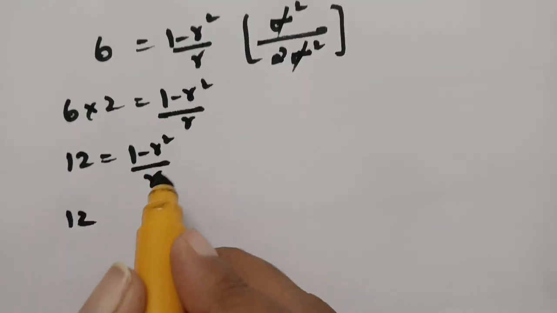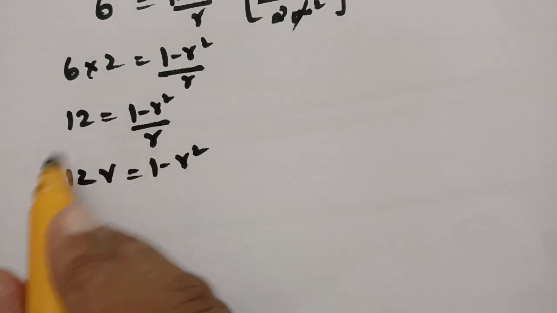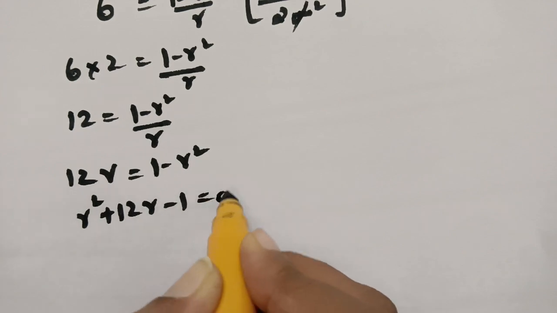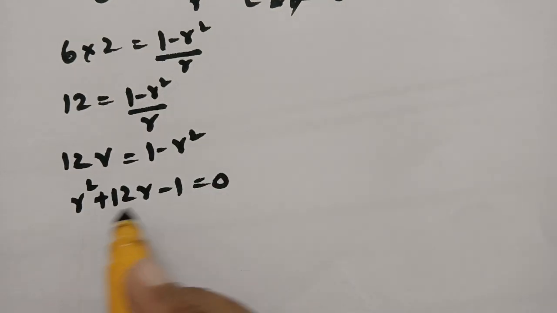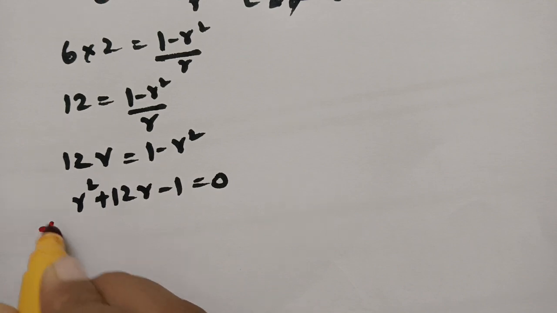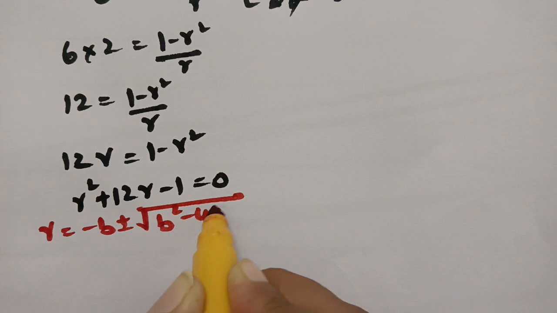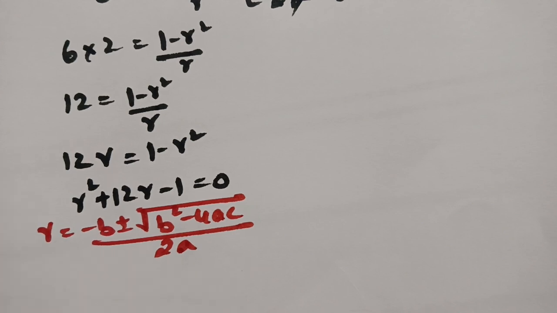So if I send to the other side, this will be 12r, that is 1 minus r square. So if I send it to the other side, this will be r square plus 12r minus 1 is equal to 0. Now we don't have roots here, so we are going to use the formula, that is r is equal to minus b plus or minus root b square minus 4ac over 2a. So in this formula, if I substitute, then see what happens here.